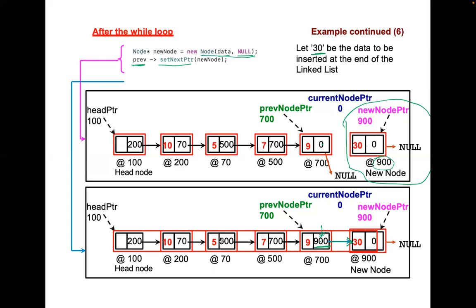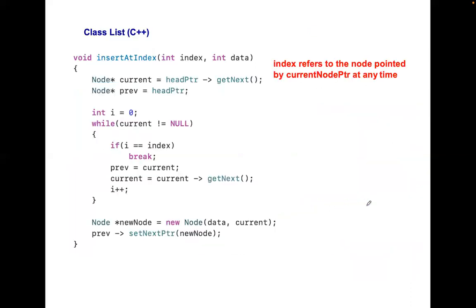That will be our new list after insertion. Now we have 10, 5, 7, 9, and 30. So that's how we insert a value at the end of the list. This is the main idea. All we have is the address of the first node, the head pointer.